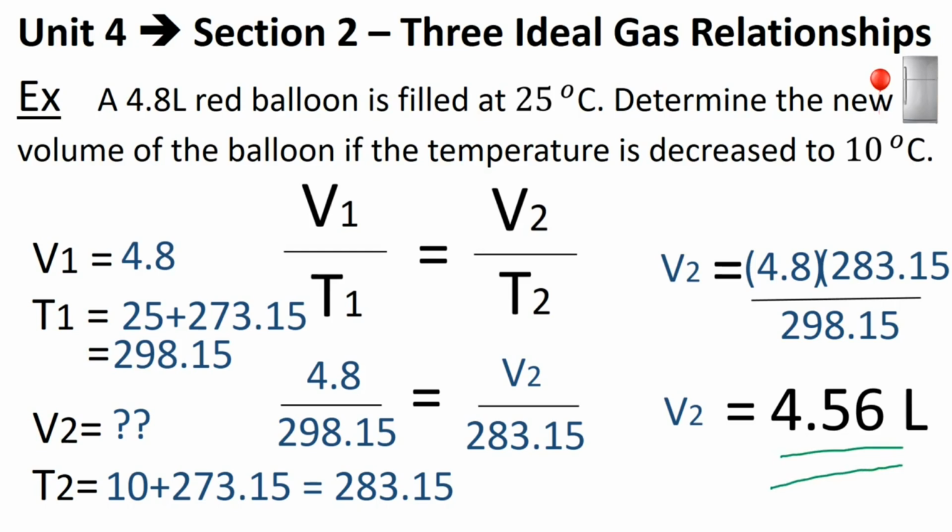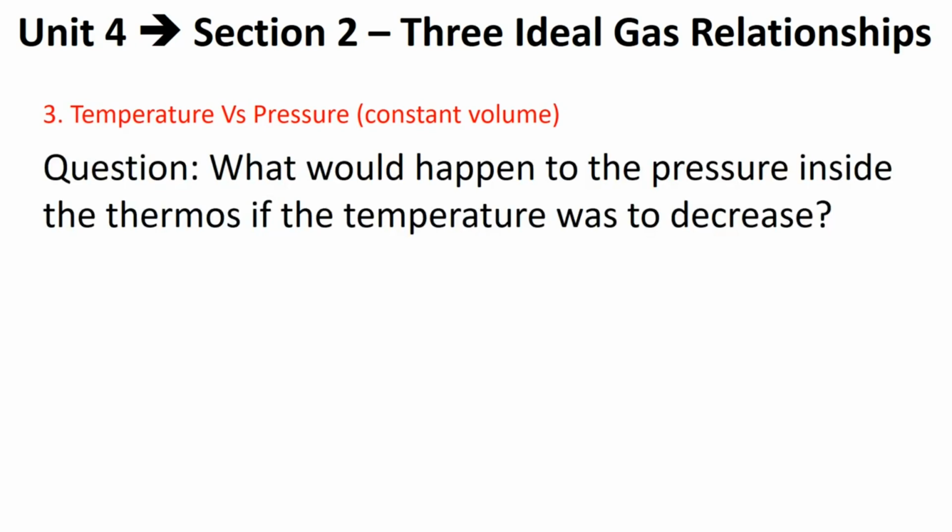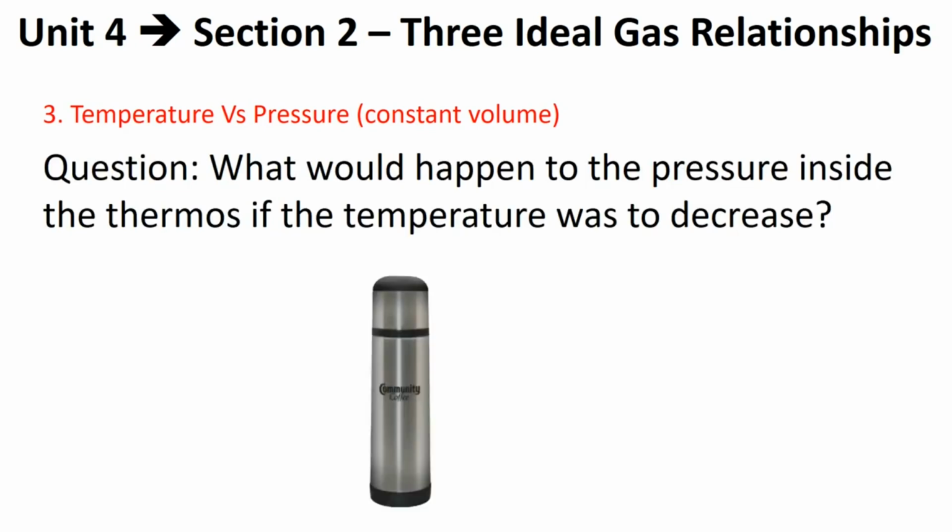Let's go on to our third gas law. Third gas law, temperature versus pressure at a constant volume. And how do you have a constant volume? You definitely can't use the balloon anymore. So what would happen to the pressure inside of a thermos if the temperature was to decrease? So there's our thermos. That's got a fixed volume, a constant volume. What happens if we jam that out in the snow or put it in a refrigerator?